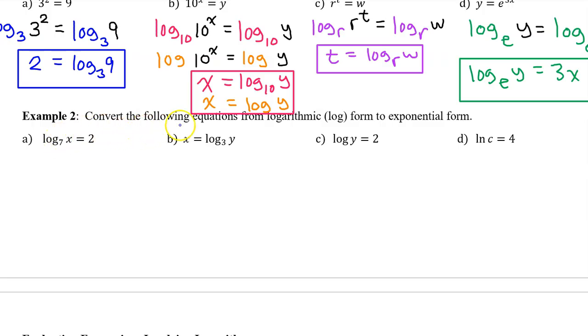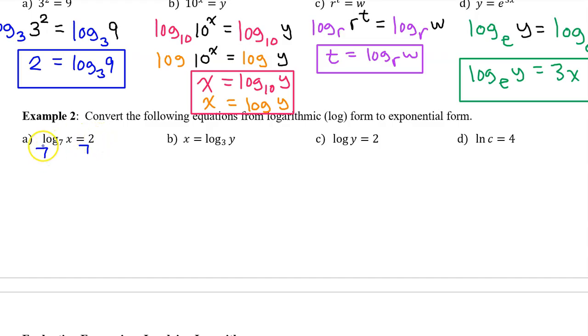Example 2. Convert the following equations from logarithmic form to exponential form. Looking at part A, we can convert this log equation to exponential form by exponentiating both sides of the equation. In other words, you see the base 7 right here, log base 7? You can drop a big old base 7 on both sides of the equation like this, meaning on the left side we now have 7 to the log base 7 of x power. And on the right hand side we now have 7 squared.